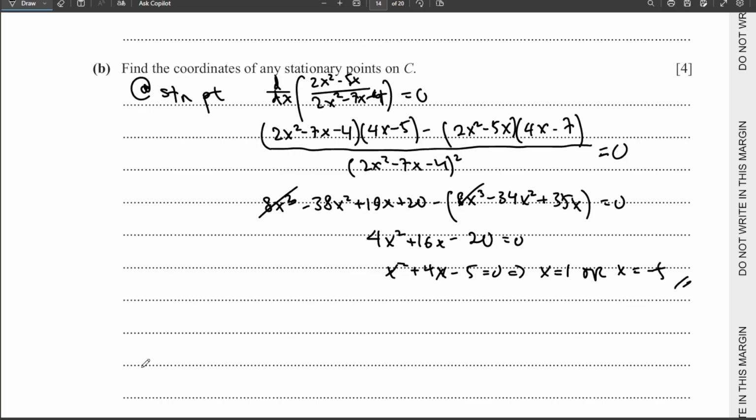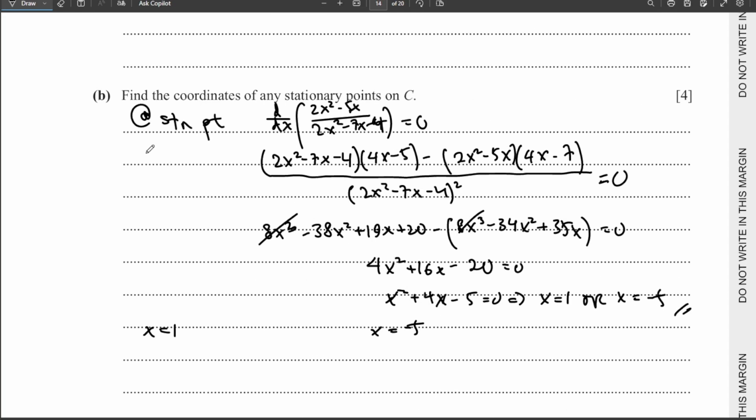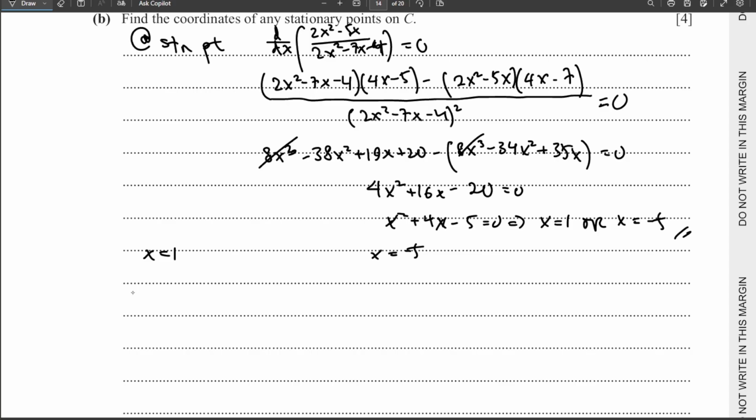We have found that there are 2 values of x which satisfy the derivative equals 0, which means there are 2 stationary points, occurring when x equals 1 and x equals negative 5. So we substitute x equals 1 and also x equals negative 5 back into the original equation. Then we get the y values, and that will be our 2 coordinates.